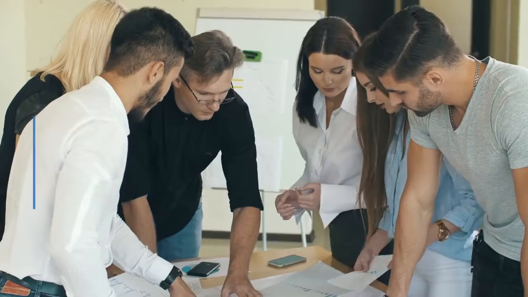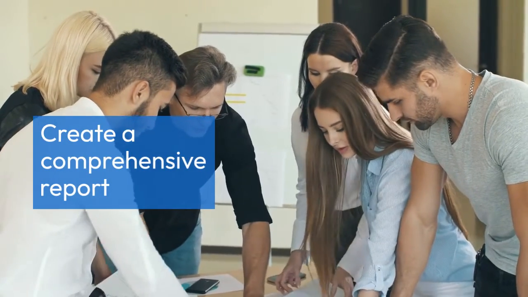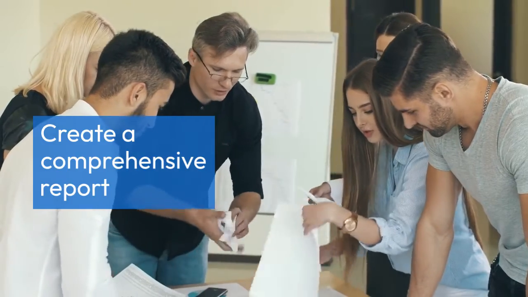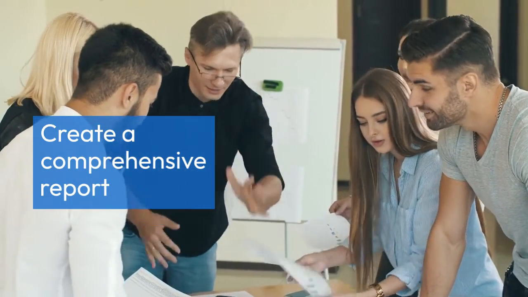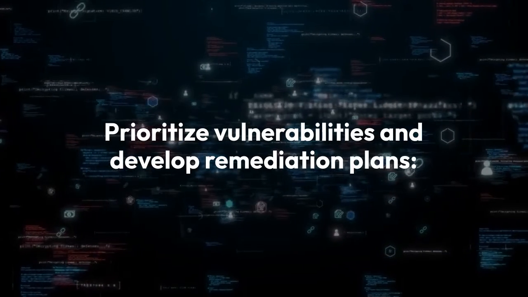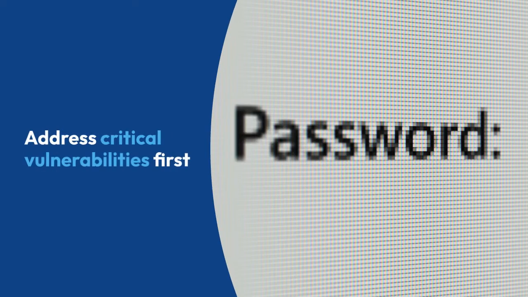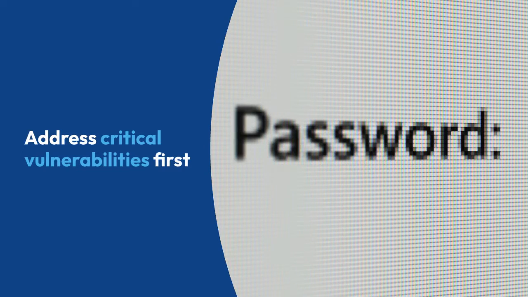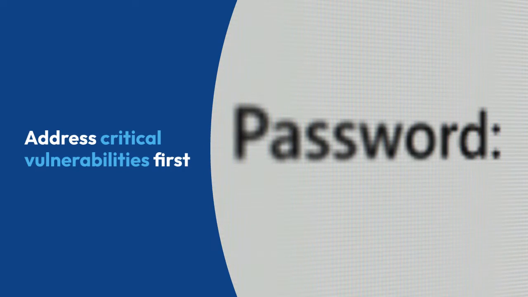6. Reporting and remediation. Document audit findings. Create a comprehensive report detailing all identified vulnerabilities, recommendations for improvement, and remediation plans. Prioritize vulnerabilities and develop remediation plans. Address critical vulnerabilities first and establish timelines for implementing necessary corrective actions.